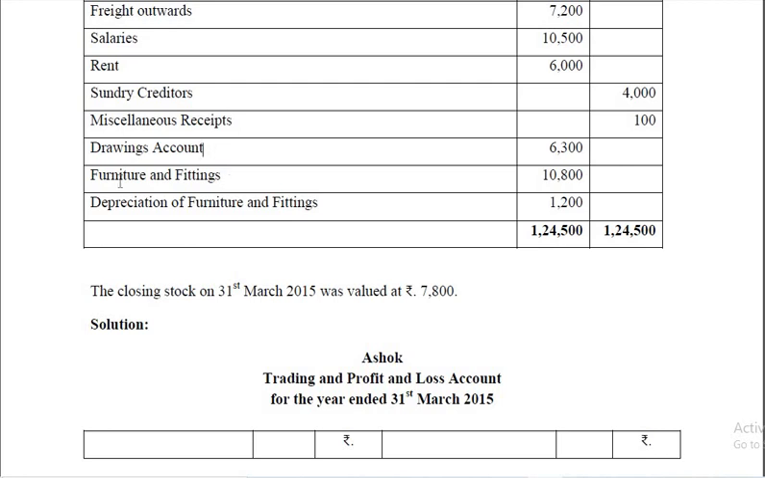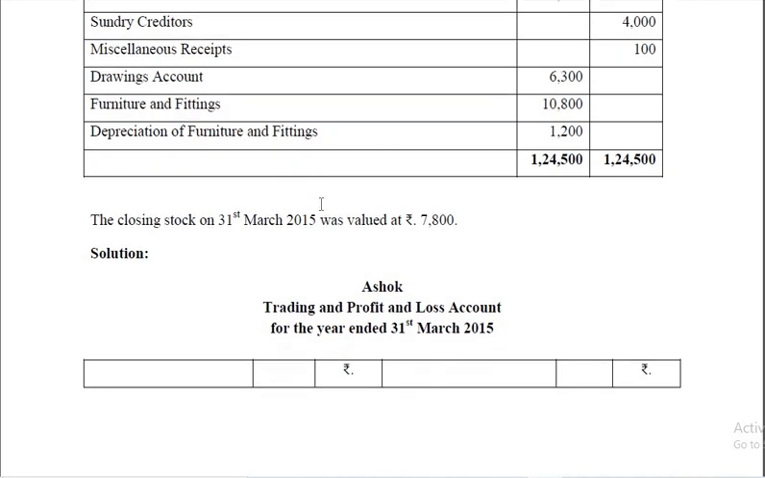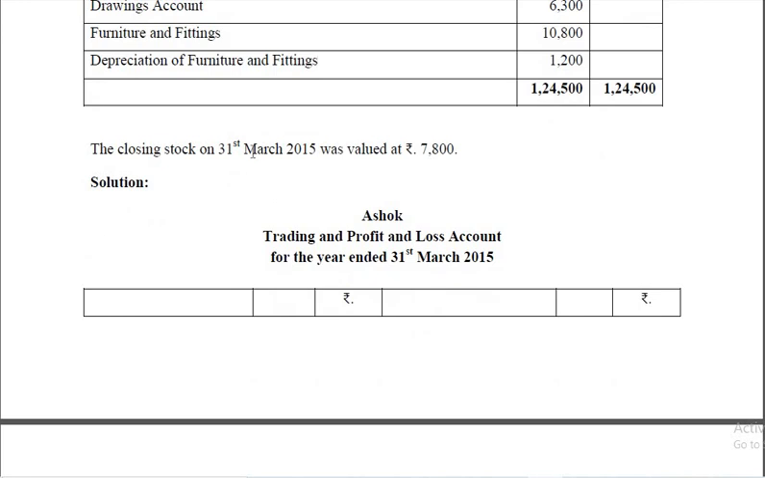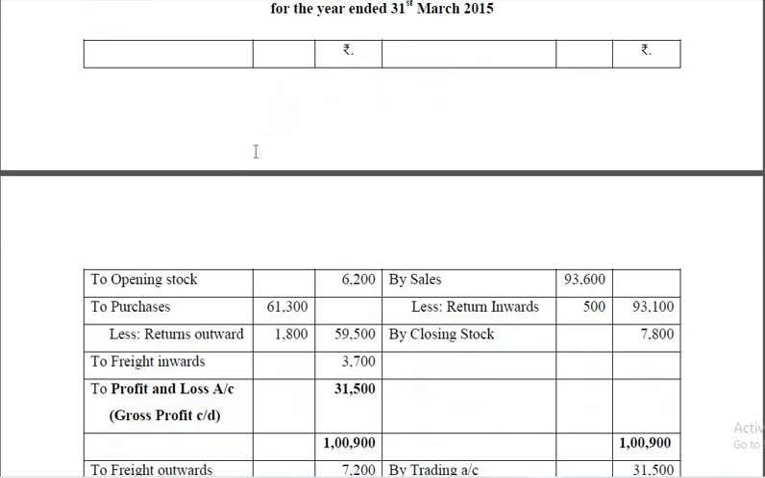We are not preparing that. Furniture and fittings, that will be part of balance sheet. Whereas depreciation of furniture and fittings, that will be part of profit and loss account. Closing stock will be credited to trading account. And again, since it's an adjustment, it should be treated twice. That will once again come on the asset side of the balance sheet. Let us see the trading and profit and loss account.